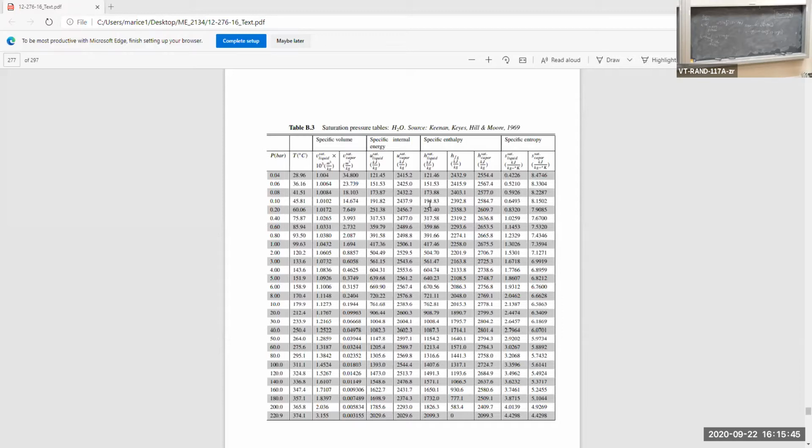Let's see here. So I have 2393 minus 3240 minus 1.95. I'm going to multiply that by 12. And I get 10,187.4 kilowatts.